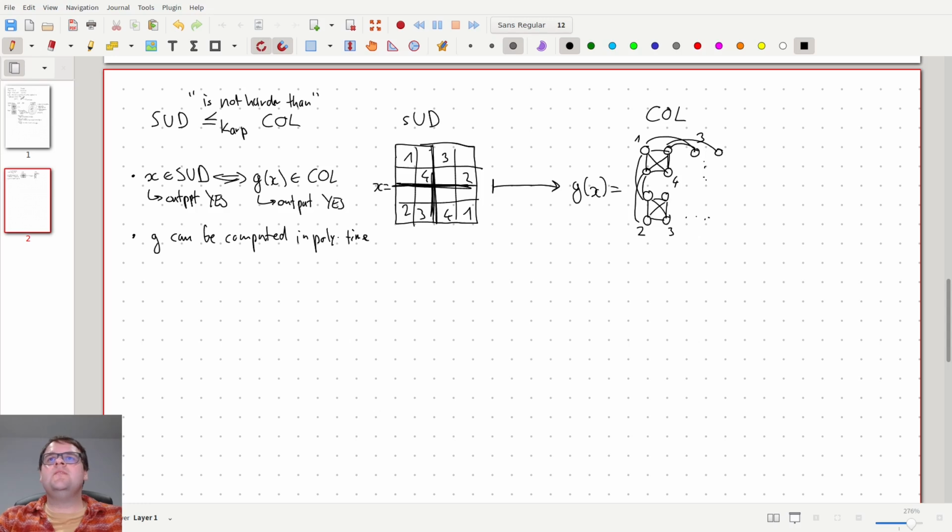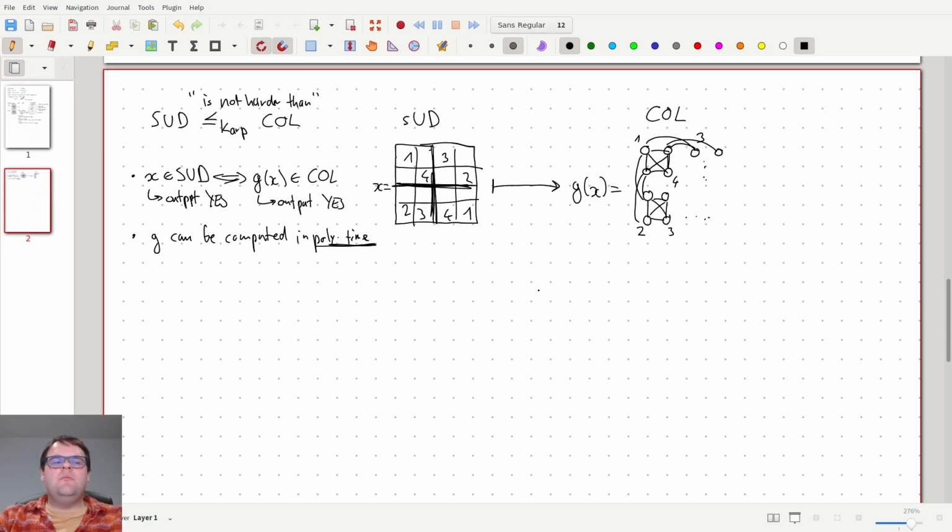That means the Sudoku is not much harder than the coloring problem, because you only need to do this work of transforming it into a graph, this work of g of x, which is polynomial time, so it doesn't take much time. You only have to do that kind of work to get a Sudoku solver if you have a coloring solver. That's the idea. So how does this then connect to NP hard?